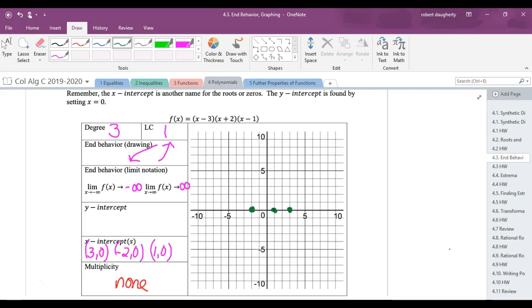Now, the other point that I might need to help myself is the y-intercept. The y-intercept is what you get by setting what? X equal to what? If you set x equal to 0, you find the y-intercept. So let's set x equal to 0 in that equation, okay? So f of 0 is going to be negative 3 times 2 times negative 1. What's negative 3 times 2 times negative 1?